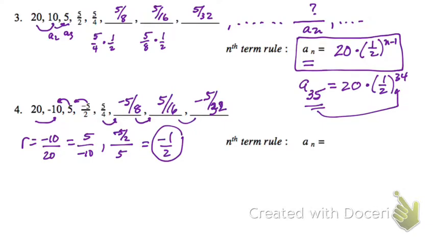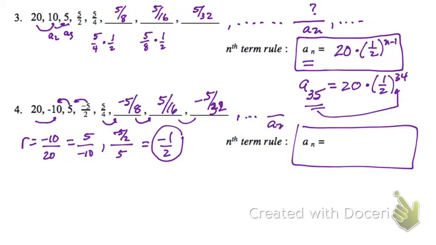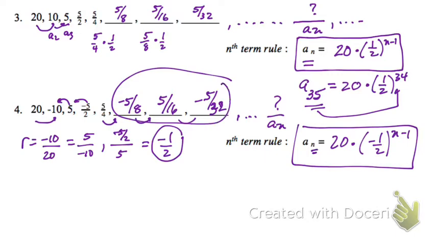But again, what's our rule? See if you can write this one on your own. Maybe you already are. Maybe you are a step ahead of me. We would say, how do I get to any number in this list? Well, I have to start at 20, and then I start multiplying by -1/2. How many of them will I multiply by? Whatever this position is, minus 1. And that's what you'll have to do on your homework, find the next 3 terms and write the rule. Okay?